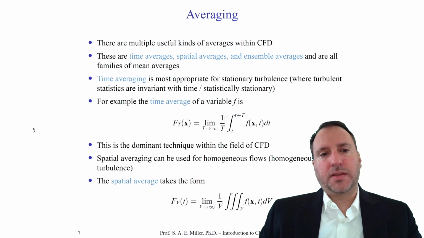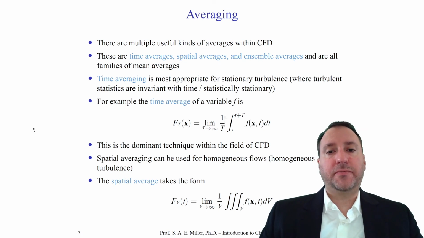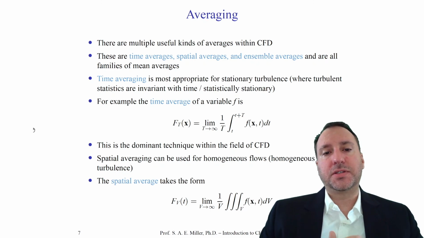Nonetheless, the time averaging is the most appropriate for stationary turbulence. That is, the statistics of turbulence are invariant with time. That means that all statistics of the turbulence that we can derive from a flow field that's space and time dependent will not change with time. We call these types of flows statistically stationary or time invariant. A steady laminar flow is also one case which falls into stationary flow, which is time invariant.